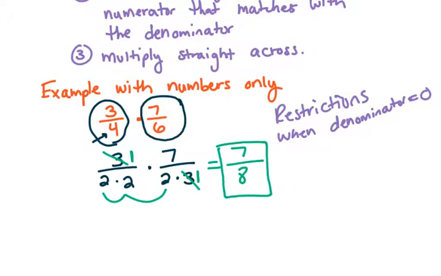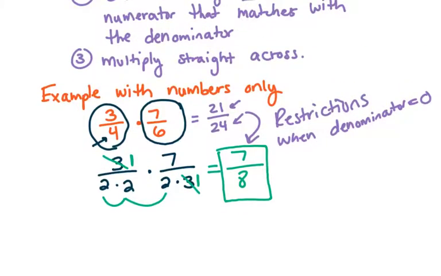Now, we didn't have to simplify before we multiplied. We could have just multiplied 3 times 7 and 4 times 6, and if I did that, I would have ended up with 21 over 24, which 21 and 24 are both divisible by 3, so it would simplify to that. When you're crossing out before you multiply, it's just a way to simplify as you go, so you don't have to deal with such big numbers.